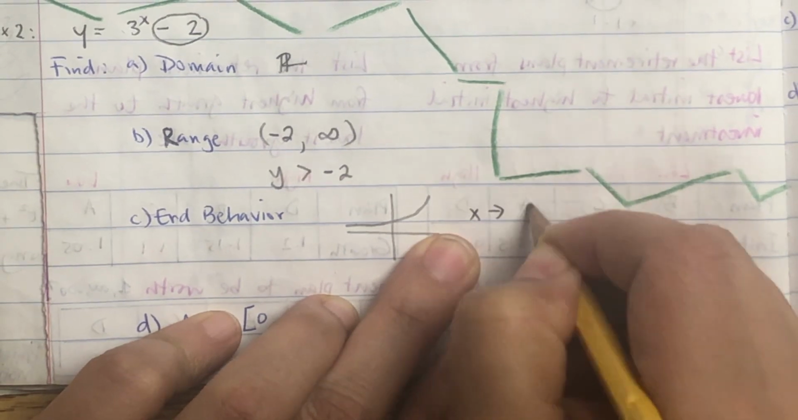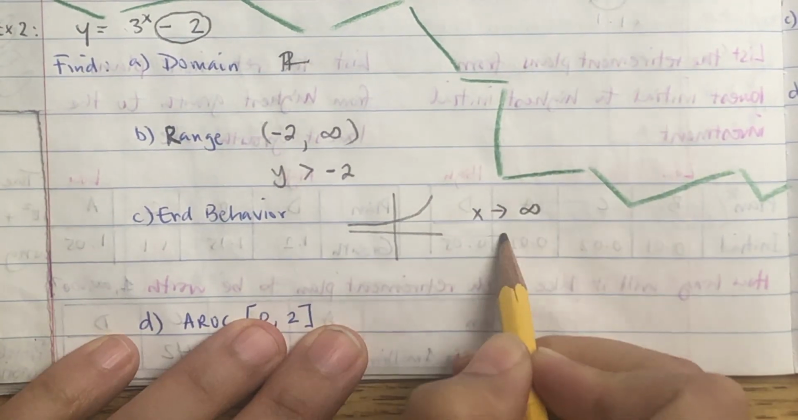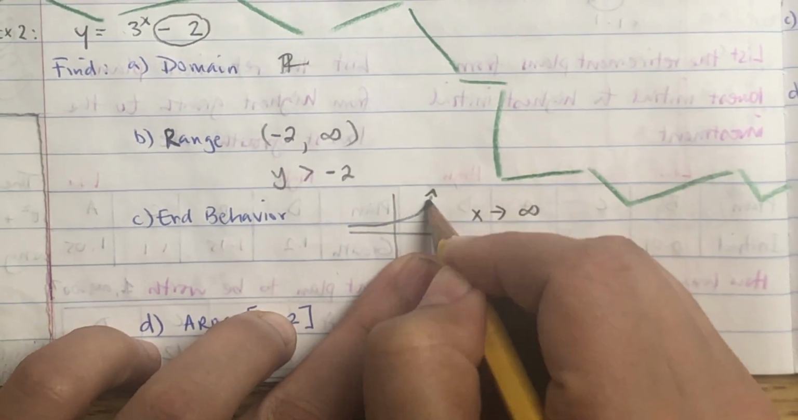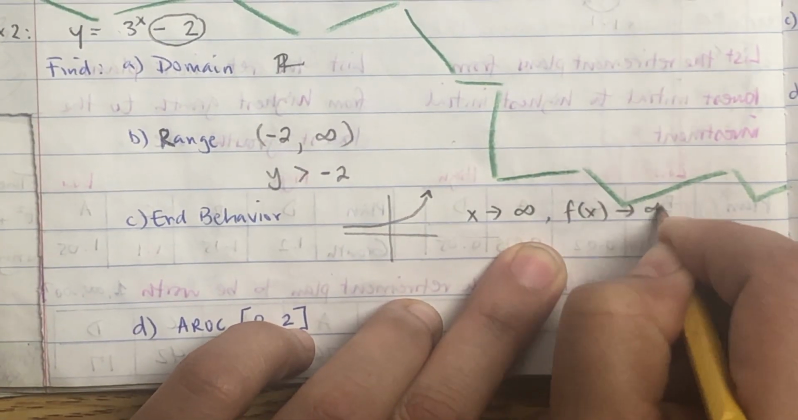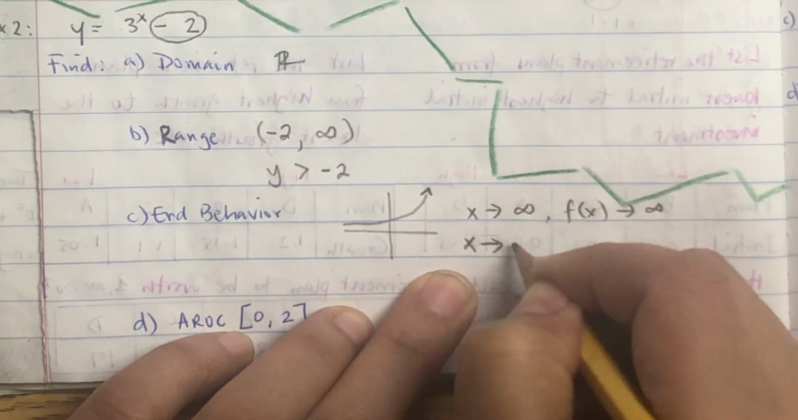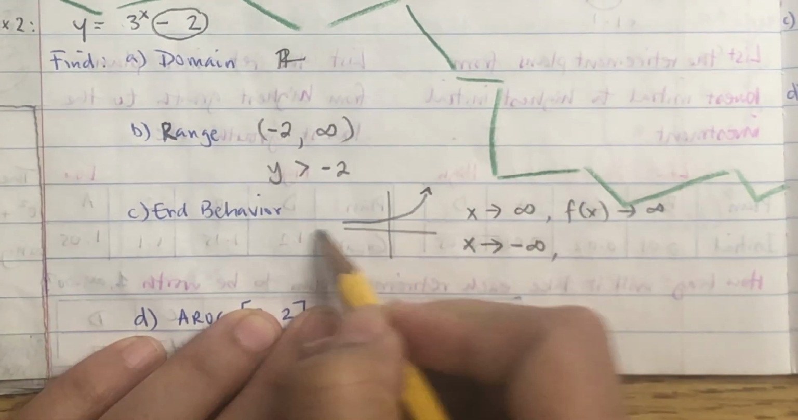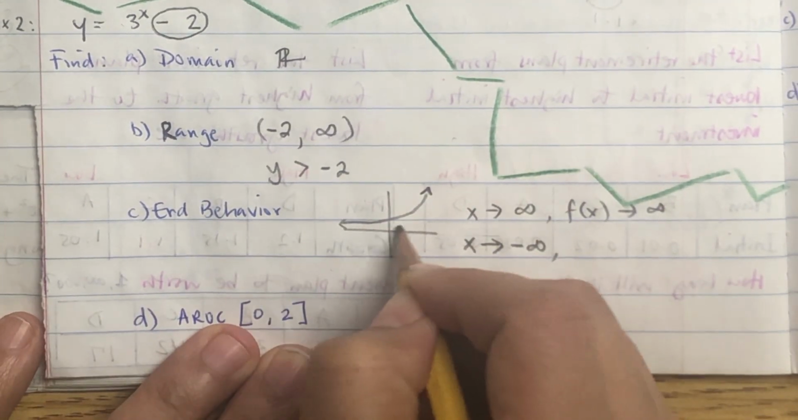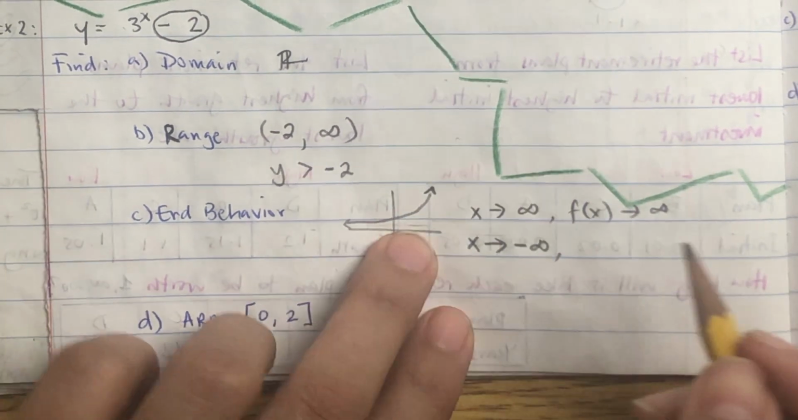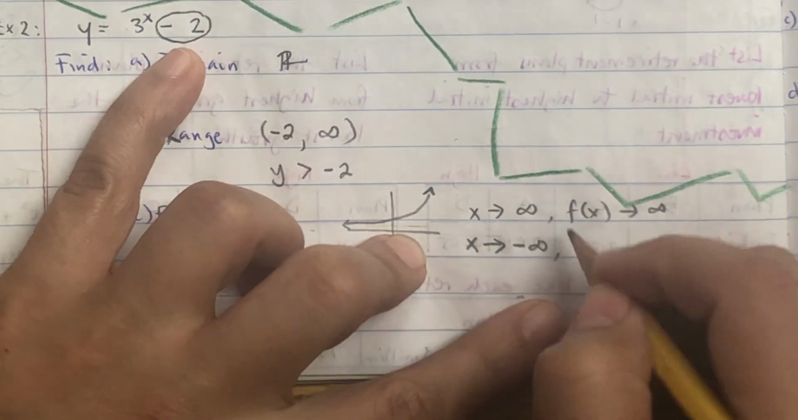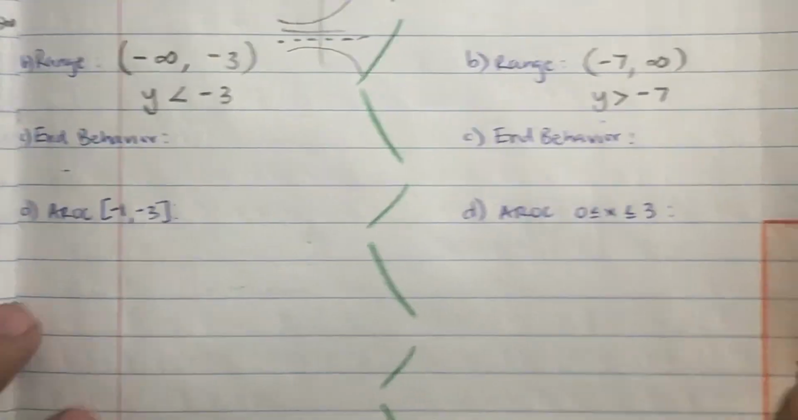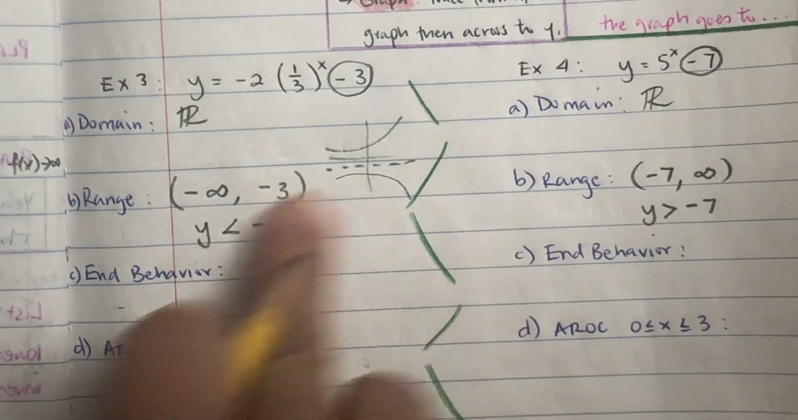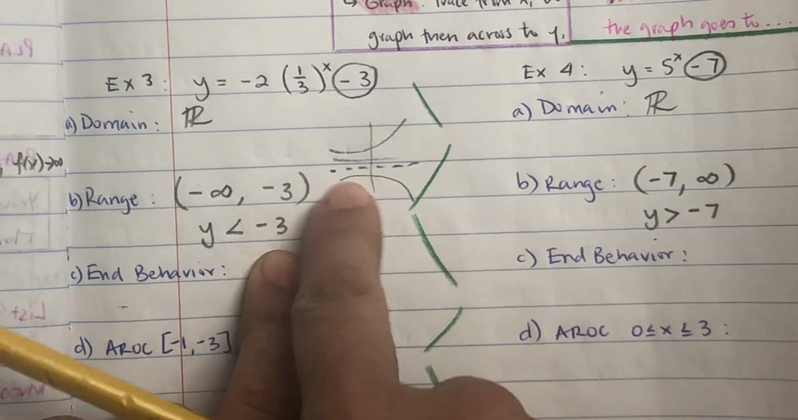So as x goes to infinity, as x is going here, what's happening at the end of this graph? It's going to infinity as well. So f of x is also going to infinity. And then as x is going to -infinity, as x is going this way, what's happening to the graph? It's approaching the asymptote, which you already know from the previous question is -2. I know this from the previous question. I know it looks like this.